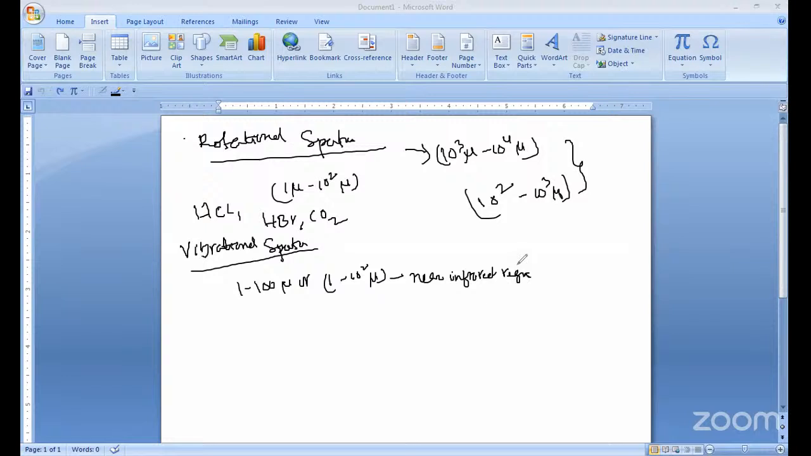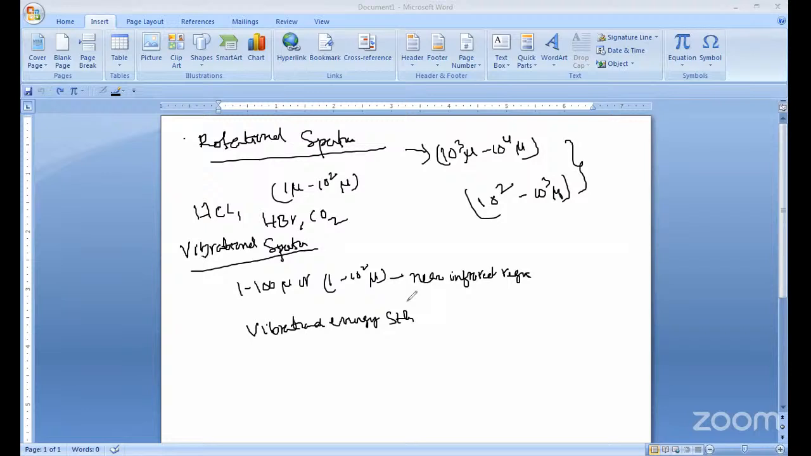So the vibrational rotational molecular spectra arises from the transitions between the vibrational energy states. Understand? Transitions between the vibrational energy states associated with the same electronic state of the molecule. And that range falls under the region of 1 micrometer to 10 to the power of 2 micrometers.